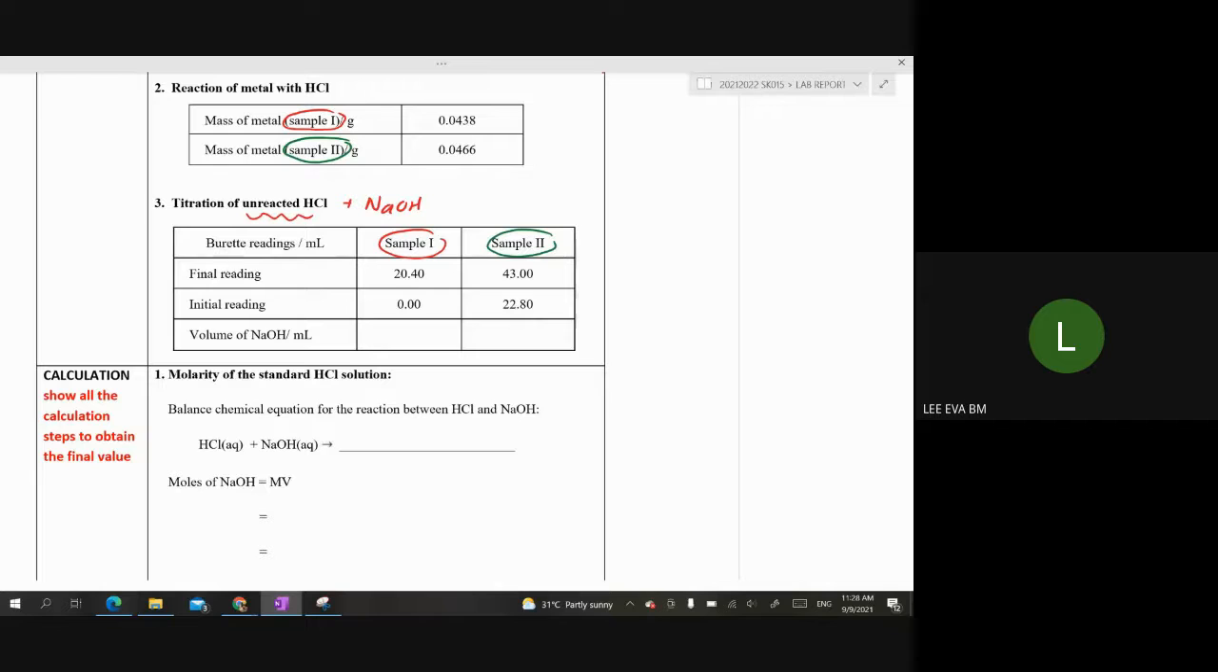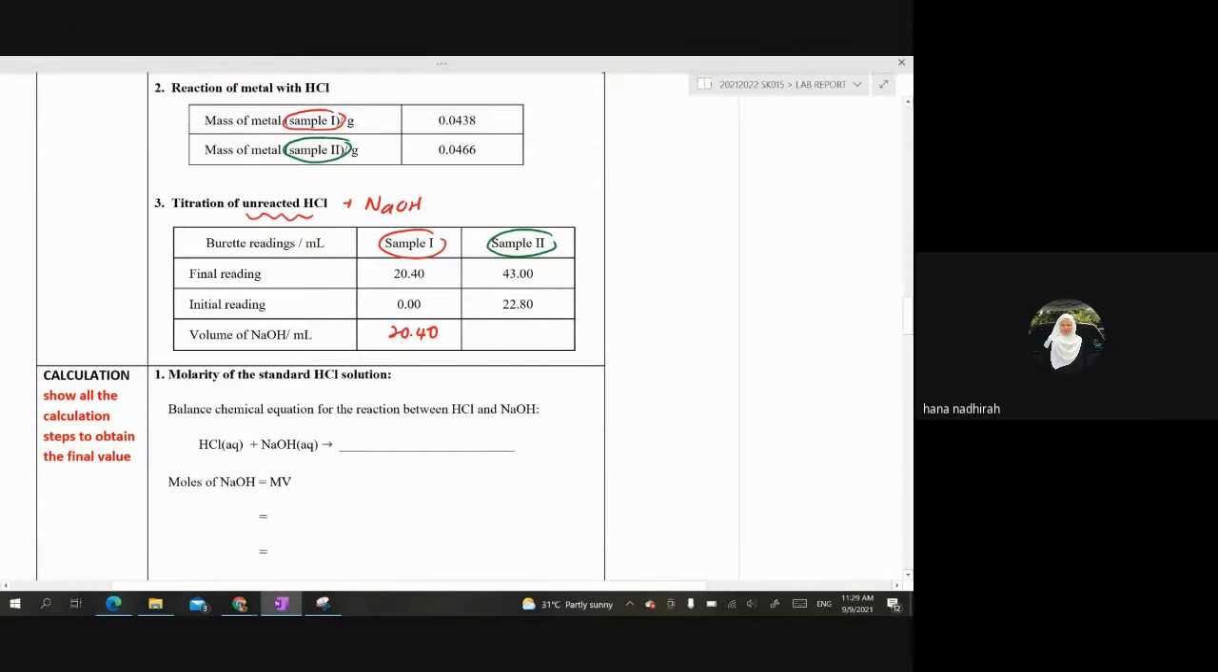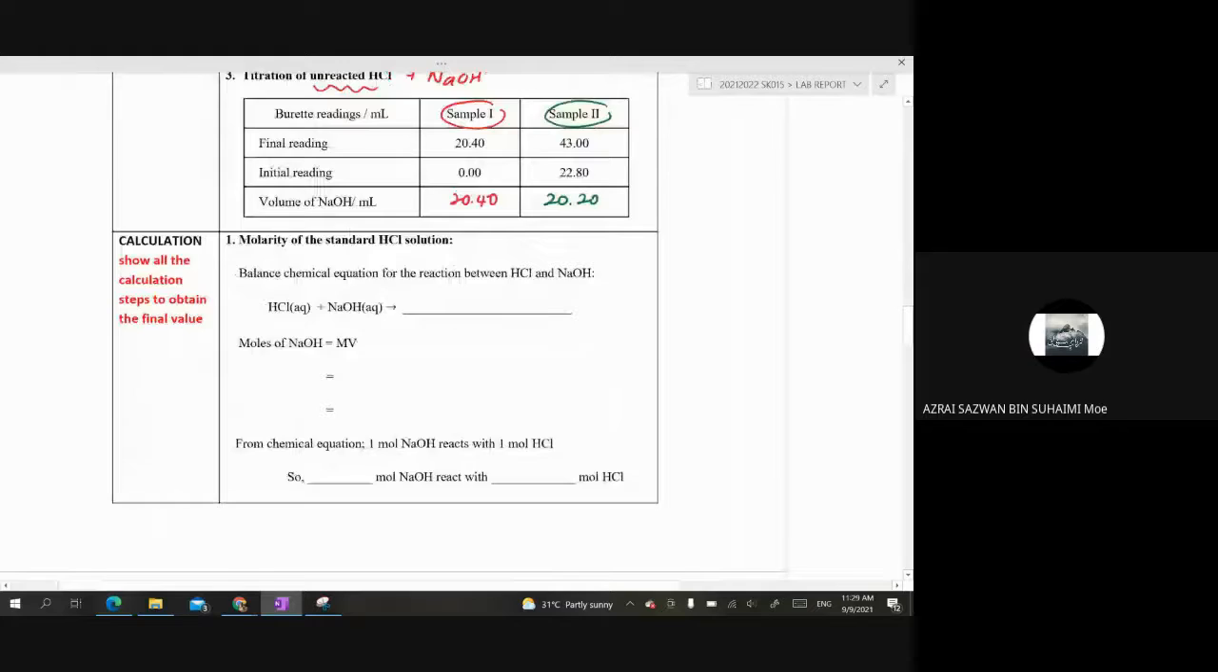So over here, you got your values 20.40 and also another one, how many? This one 20.40. How about sample 2? What is the volume? 20.2. 20.20. Remember 2 decimal points, 20.40 sample 1, 20.20 sample 2. So now we proceed into the calculations. Everyone's all right? Yes. Yes. Boleh ya? Yes, madam. Okay.